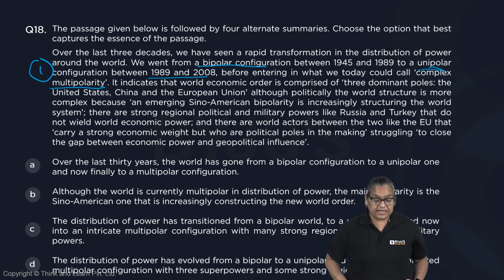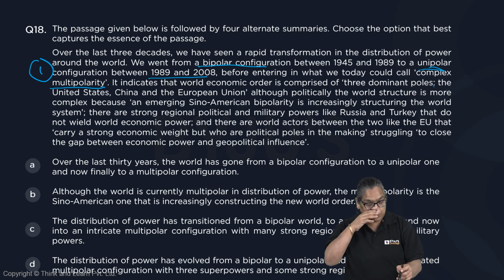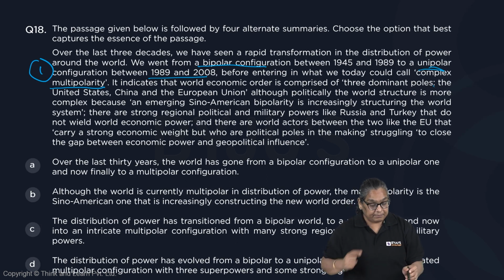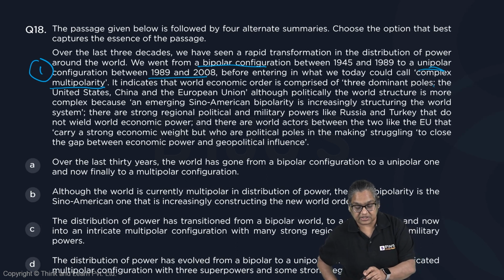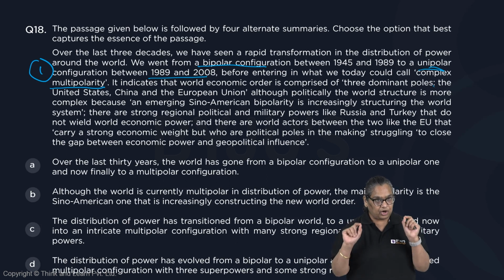It indicates that world economic order is composed of three dominant poles. This complex multipolarity has three poles: the United States, China, and European Union. Economically, the world is comprised of these three dominant poles, although politically the world structure is more complex because an emerging Sino-American bipolarity is increasingly structuring the world system. In the economic order, the poles are United States, China, and European Union.